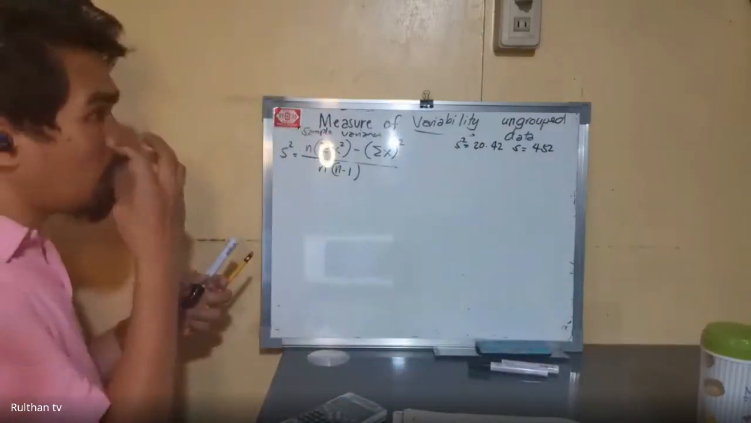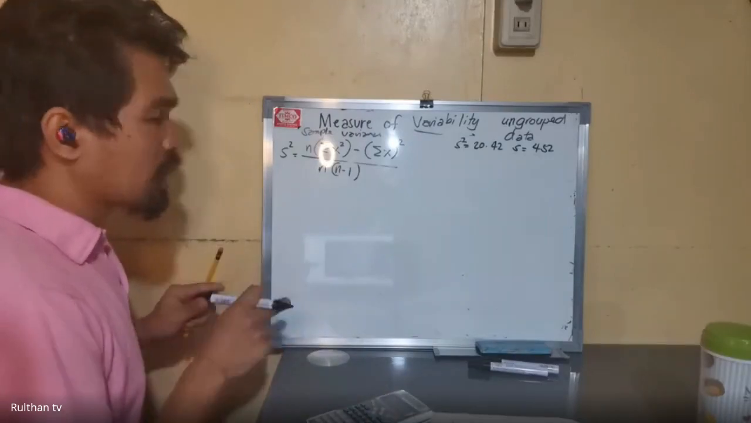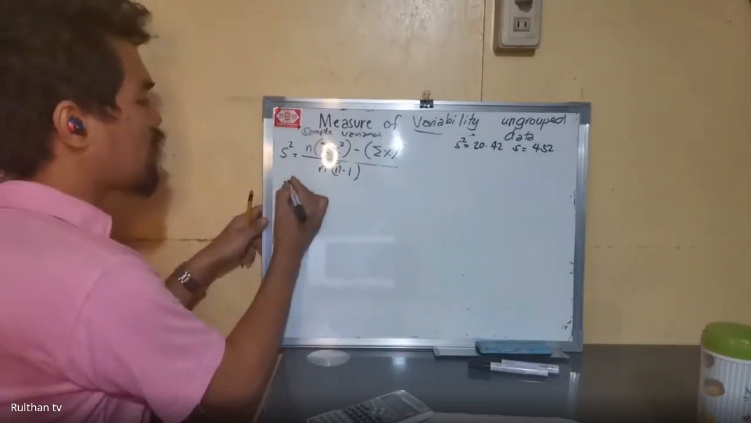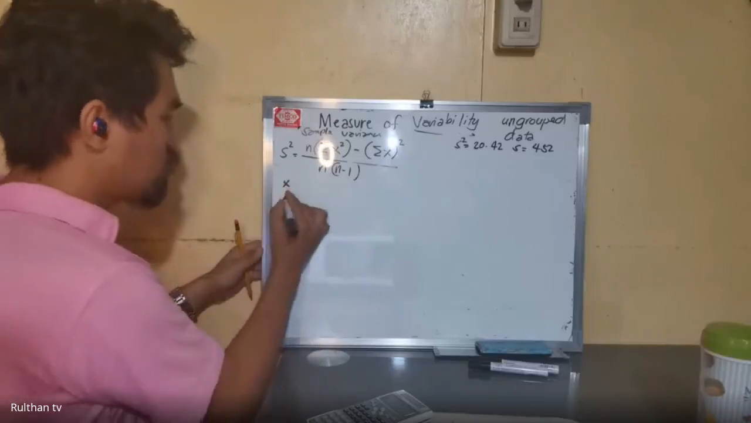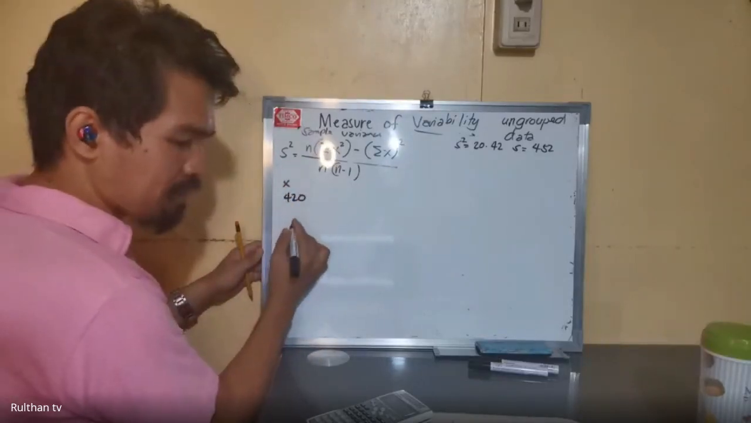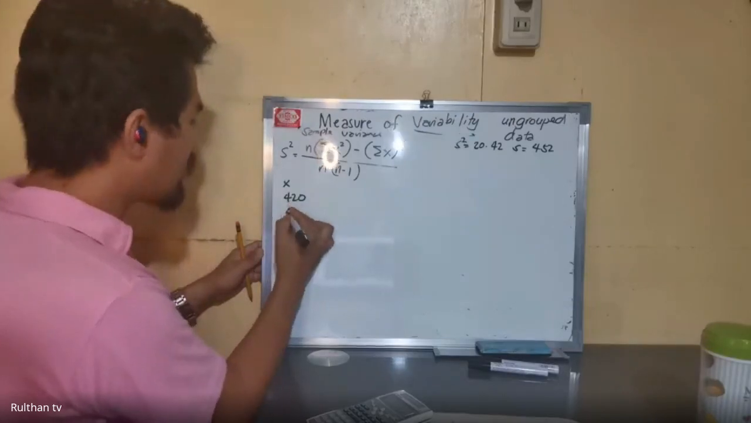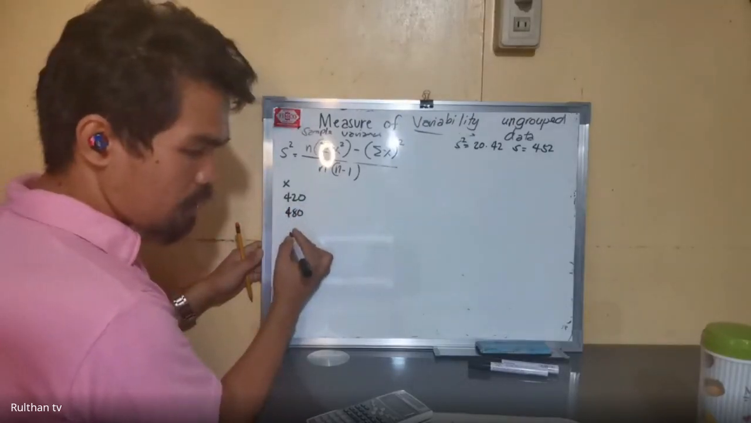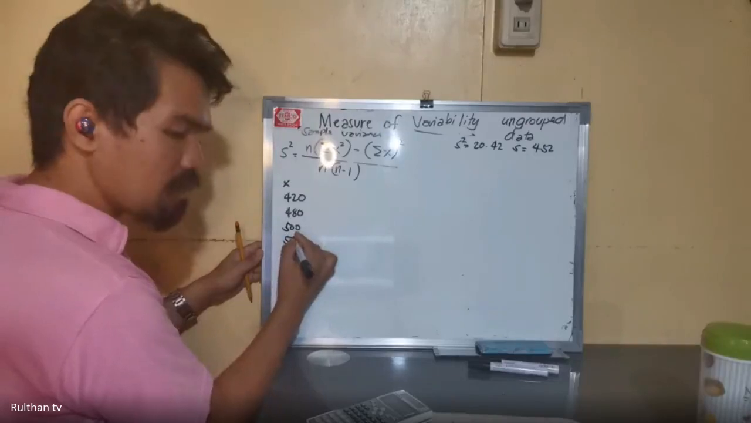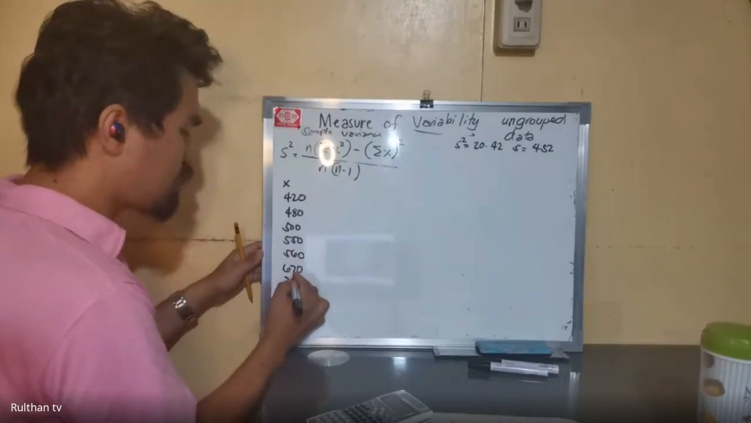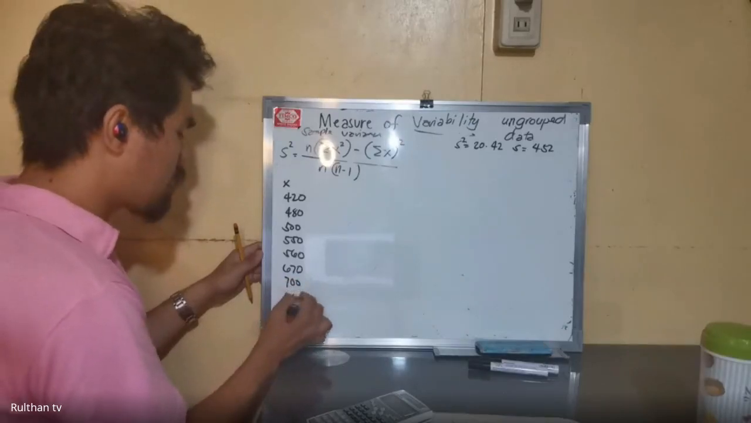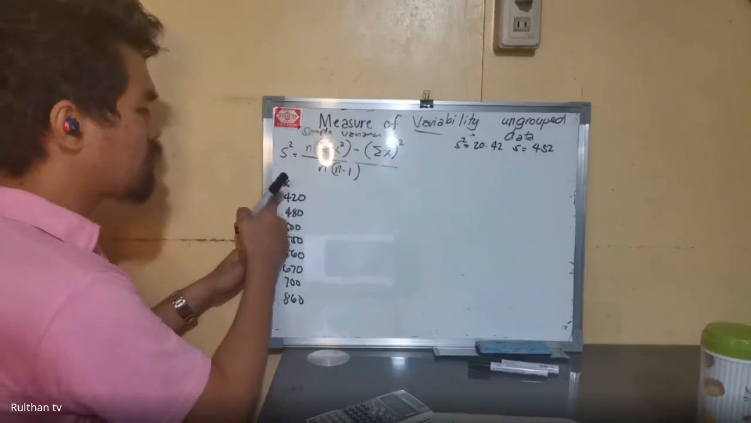Okay, now let's erase all the given. Using this formula, what we need is, of course, our actual scores. I'll try to arrange the scores from least to greatest. So we have 420, then 480, then 500, 560, 670, 700, and then 860. That is 1, 2, 3, 4, 5, 6, 7, and we have 8. 480, sir.